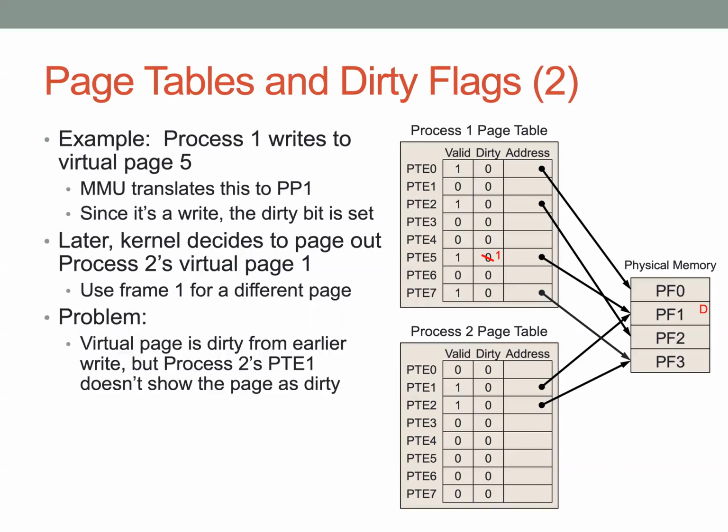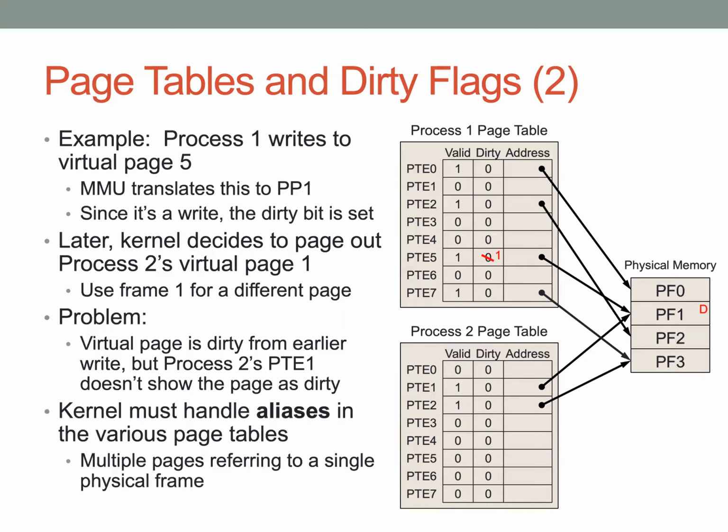Okay, so the virtual page is dirty from an earlier write, but process 2 does not have that represented in its page table. So this is called aliasing. Aliasing is a term that's used in a lot of different contexts. We even use it in CS1 to talk about passing object references to different pieces of code and having two references referring to the same object, and all of these kinds of things. But in this case, it can be a little bit tricky because the kernel has to know that a particular frame is being used by multiple processes.